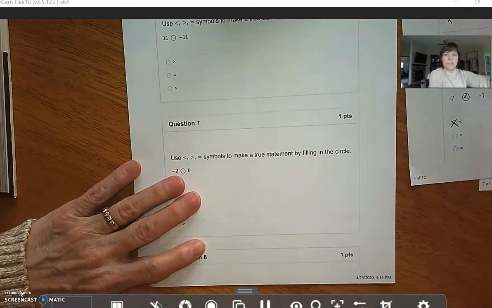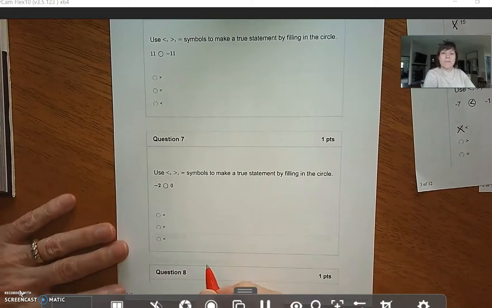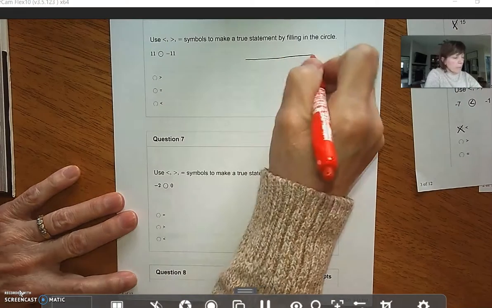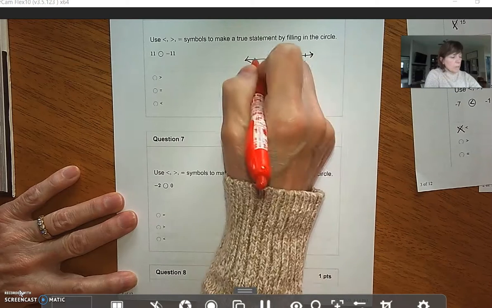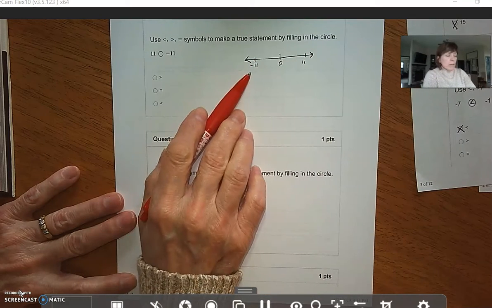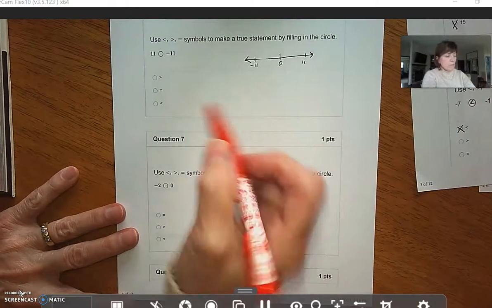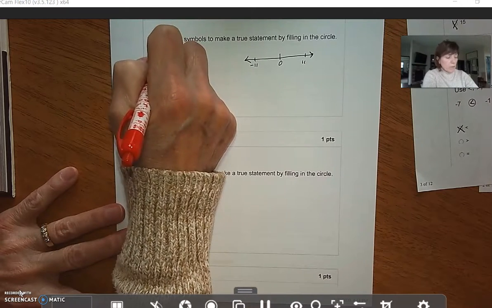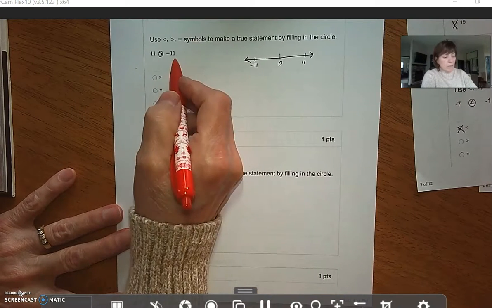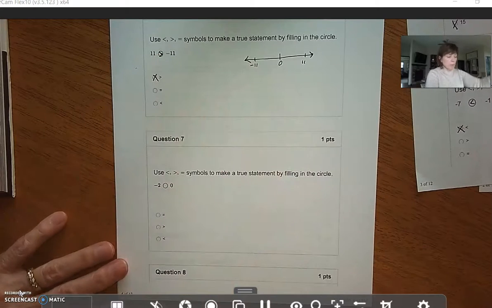All right, let's go on to question 6. Same idea. Use the inequality symbols to make this a true statement. Again, if we drew our number line, we've got our 0 in the middle. 11 would be over here, negative 11 would be over here. So negative 11, because it's further to the left, is less than positive 11. And so positive 11 is greater than negative 11. Negative 11 is smaller than positive 11, so we want the greater than symbol here.